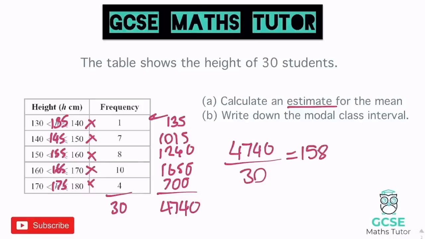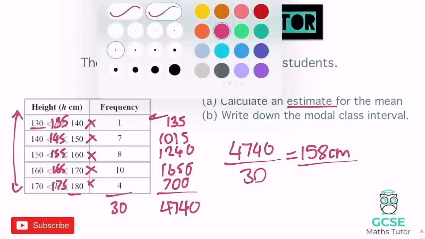And again, that answer has to fall in between this range here, which starts at 130 and ends down here at 180. So it has to fall in between, so 158 centimetres. Now the next bit says write down the modal class interval.